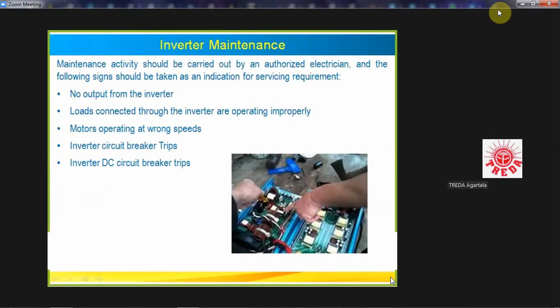Inverter maintenance activity should be carried out by an authorized electrician, because there are very sensitive parts in the inverter. So there should be an authorized person for doing it, and the following signs should be taken as an indication for servicing equipment: no output from the inverter, inverter circuit breaker trip, inverter DC output breaker trip.